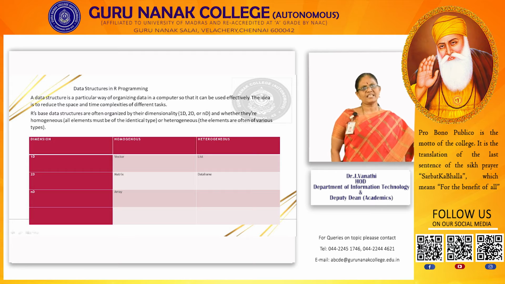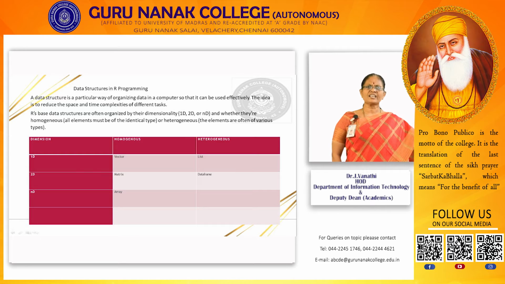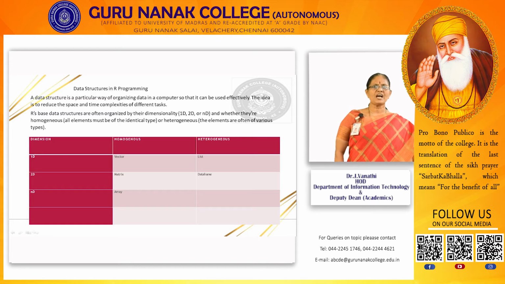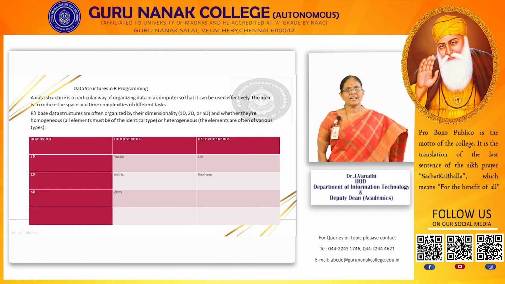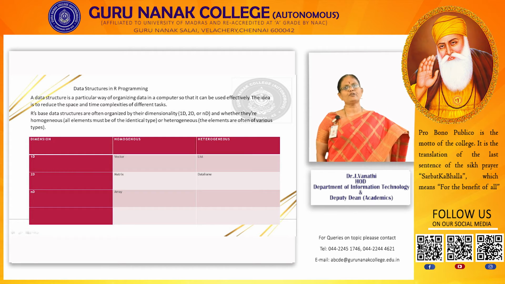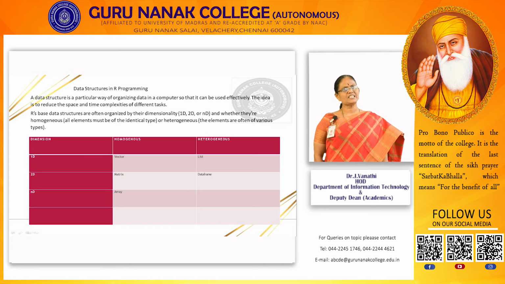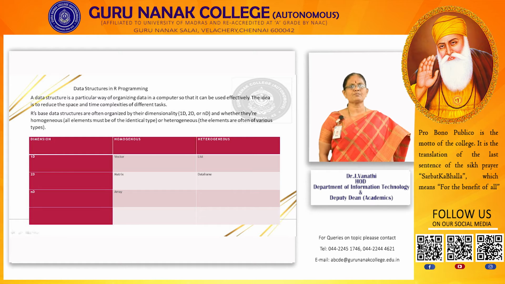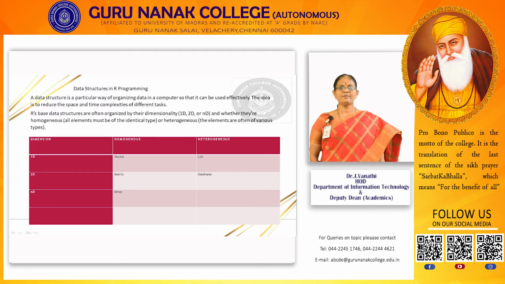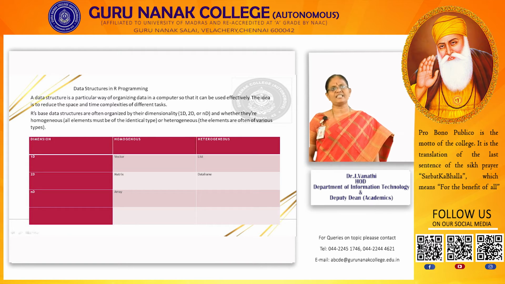R's base data structures are organized by their dimensionality. What are the basic dimensionality? One dimension, two dimension and n dimension. And basically this also is categorized to either it will be of a homogeneous type or heterogeneous type. Now what is basically homogeneous type? In a homogeneous type, all elements must be of the identical type. In a heterogeneous type, the elements can often be of various types.